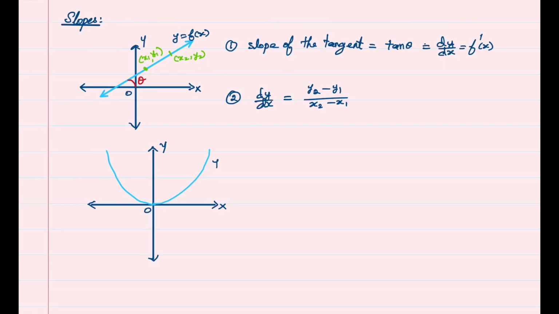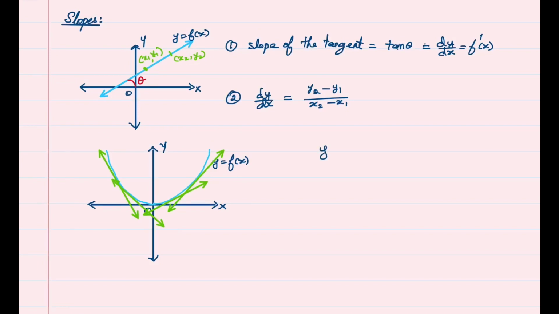Now, see this curve y equal to f of x, which is a parabola. Here, the slope keeps changing. So, in this curve, rate of change of y with respect to x, that is dy by dx, is different at different points. It keeps changing. Then how do we find the slope of a tangent at a particular point?